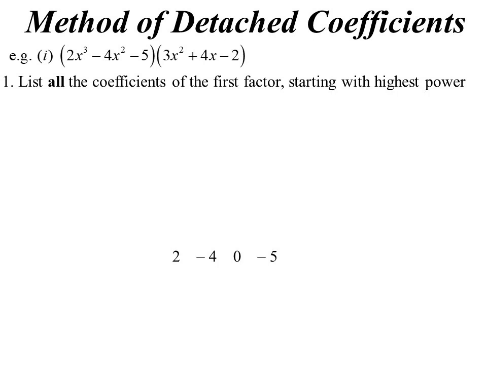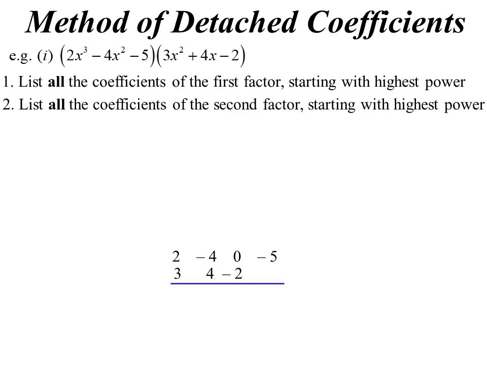The highest power is, of course, x cubed. Include any missing term. So you'll notice I have a 0 there for the x term. There is no x term in the first one. Okay. Now I will list all the coefficients of the second factor, again starting with the highest power.